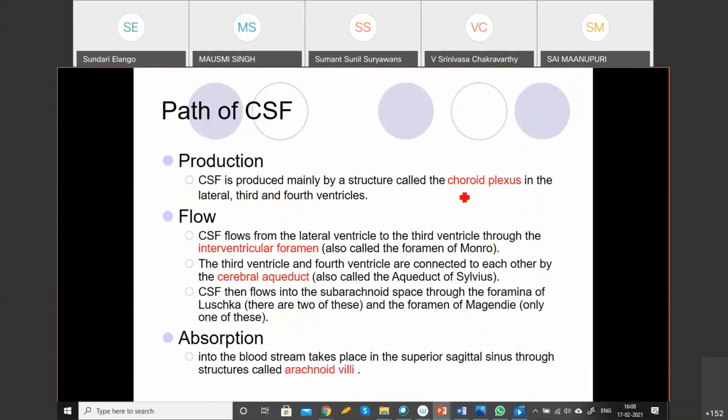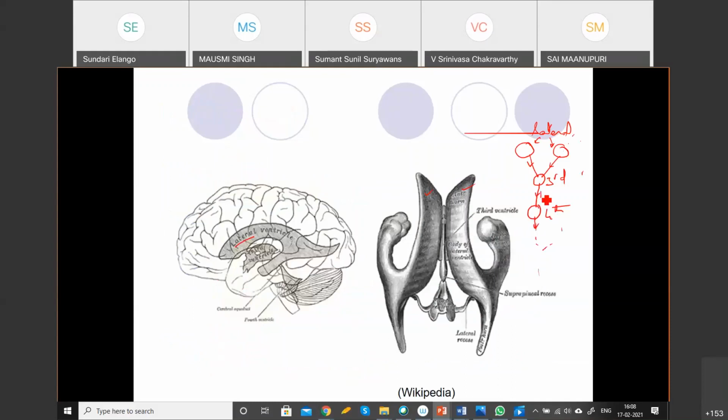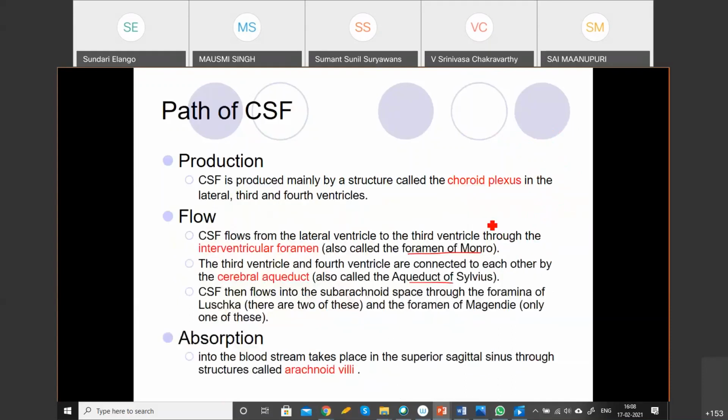Right, and inside the walls of these ventricles, there are these structures called choroid plexus, where the CSF is produced, and from there it goes to what is called the interventricular foramen, also called foramen of Monro. Then the 3rd ventricle and the 4th ventricle are connected by a pipe called the cerebral aqueduct or aqueduct of Sylvius. That is this one.